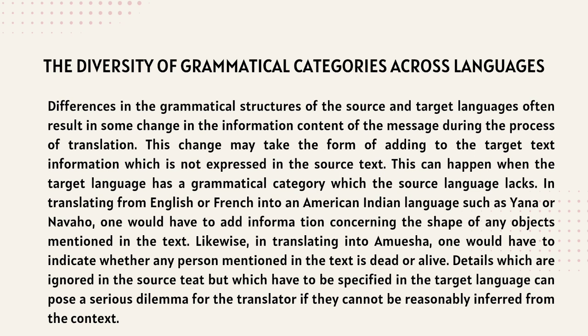In translating from English or French into an American Indian language such as Yana or Navajo, one will have to add information concerning the shape of any object mentioned in the text. Likewise, in translating into Amoesa, one would have to indicate whether any person mentioned in the text is dead or alive. Details which are ignored in the source language but which have to be specified in the target language can pose a serious dilemma for the translator if they cannot be reasonably inferred from the context.